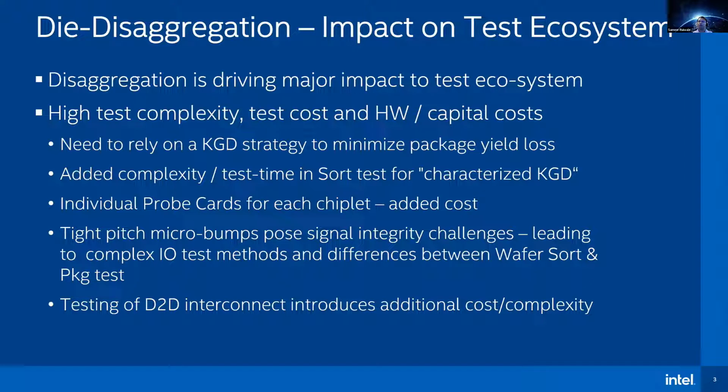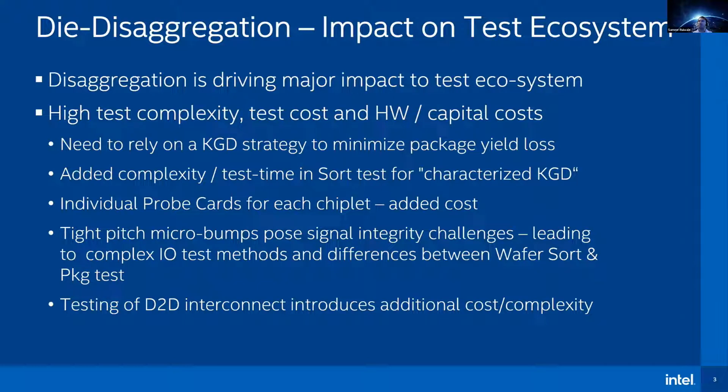Probe cards go up. For each chiplet now, you need an individual probe card, complex technologies for these probe cards, all of this leading to added capital cost, hardware expenditure. As integration increases, the pitch for all these micro bumps shrinks, and these pose signal integrity challenges and lead to very complex I/O methods, test methods that cause differences between wafer test and final test, and have impacts to can we test these things correctly?